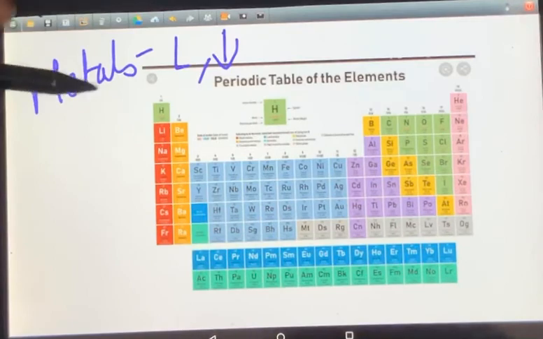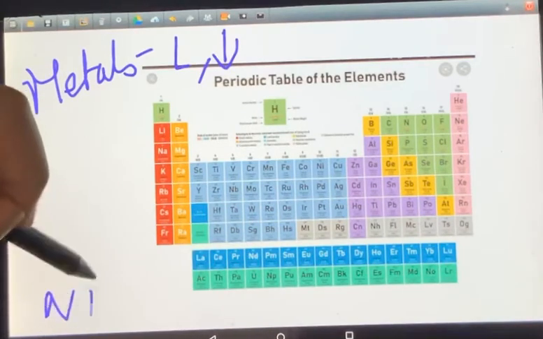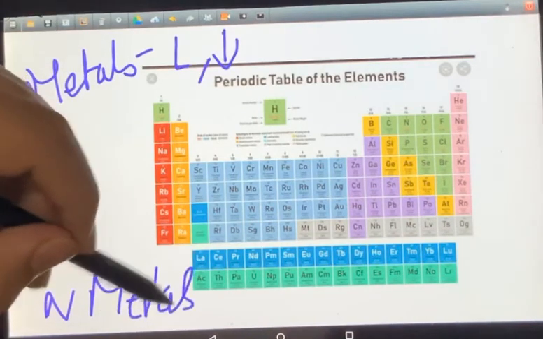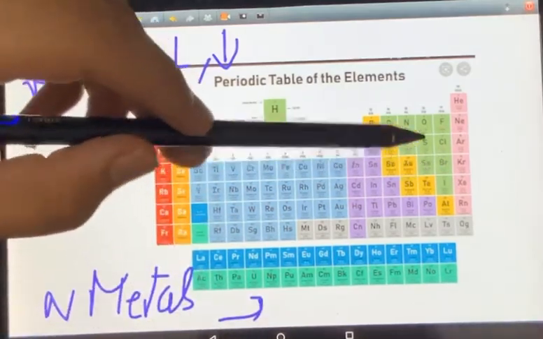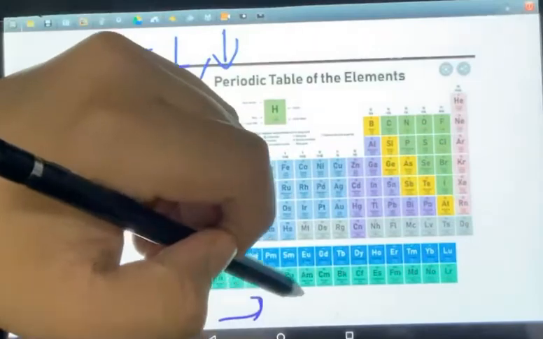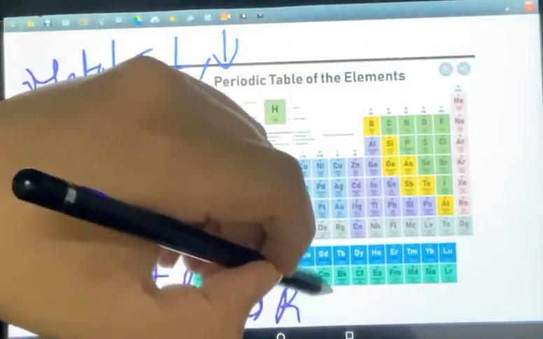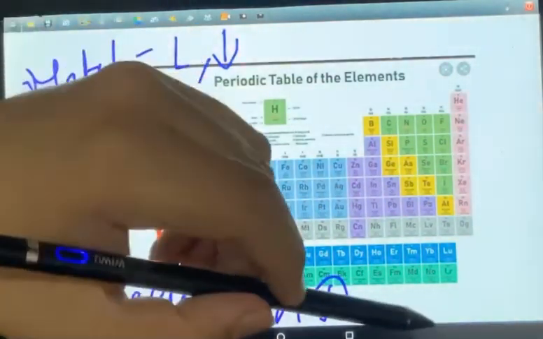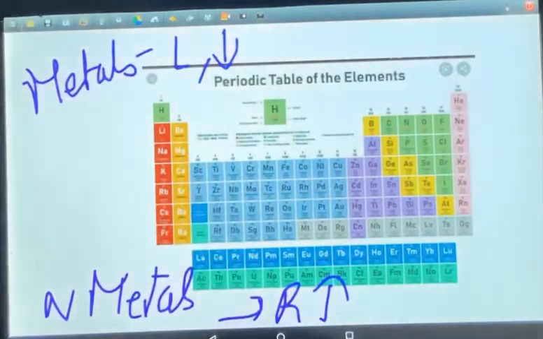Okay. And if I talk about non-metals, the opposite of metals: across a period non-metallic character increases. So I will get the best non-metals towards the right. Okay. And also I will get the best non-metals towards the upward side, because going down the metallic character is increasing. So non-metallic character will increase going up. Okay. So these are two things with which I will leave you.